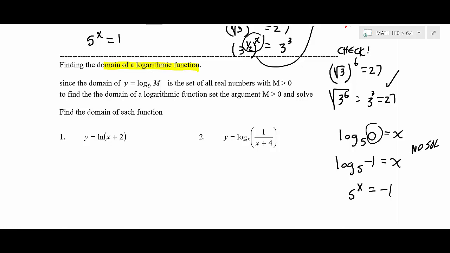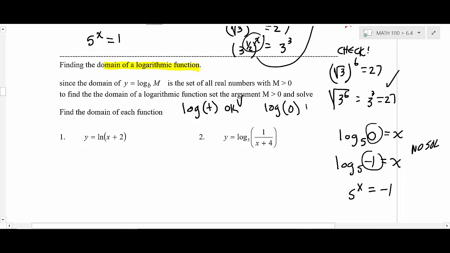So what this means is you can't take a log of 0 and you can't take a log of negative numbers. The only thing you can take a log of is positive numbers. You can write this little visual if you want to. Log of a positive is okay. Log of 0, bad, not okay.